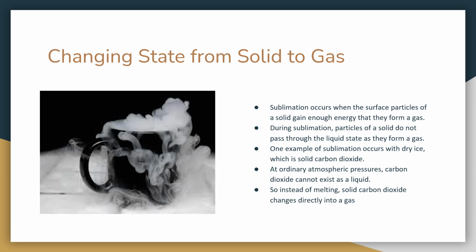Changing state from solid to gas is called sublimation, and it occurs when the surface particles of a solid gain enough energy that they can form a gas. During sublimation, particles of a solid do not pass through the liquid state as they form a gas. One example of sublimation occurs with dry ice, which is solid carbon dioxide. At ordinary atmospheric pressures, carbon dioxide cannot exist as a liquid, so instead of melting, solid carbon dioxide changes directly into a gas.